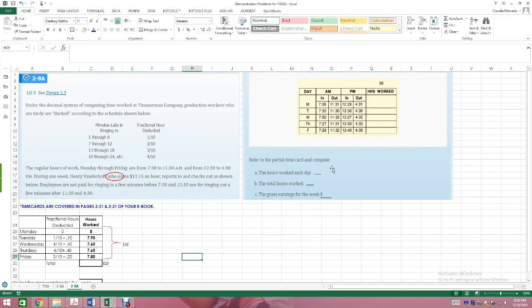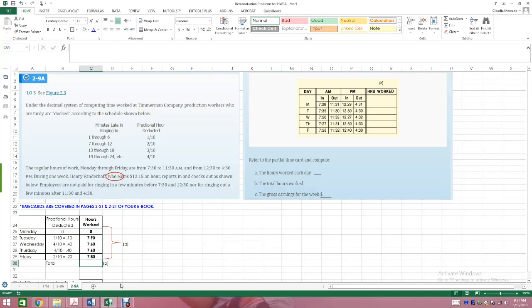And a time card is basically a record that keeps track of how many hours were worked. If you read over the chapter, they have different types of time cards. They have electronic, biometric, manual time cards. They have a variety of time cards that keep track of your hours worked. And regardless of the method that you use, we have to use that information provided in the time card to calculate how much we are going to pay you. So we've already answered letter A, which is the hours worked each day.